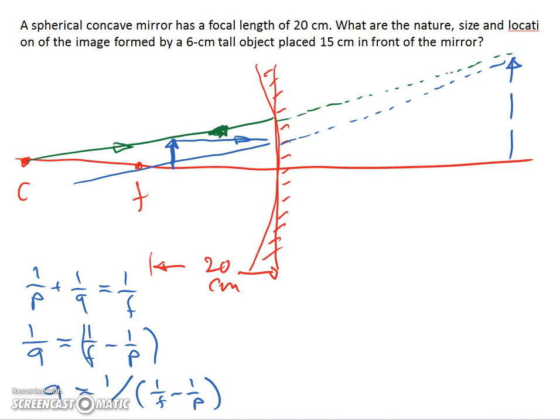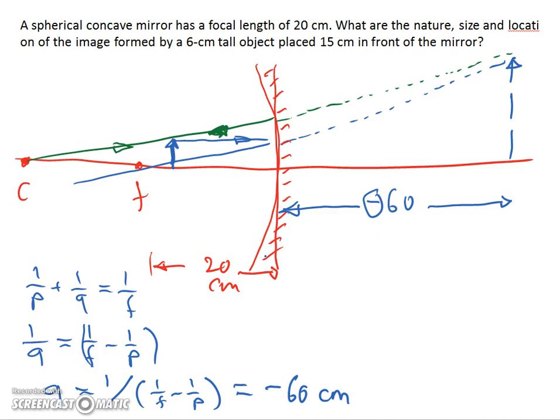So we can plug the numbers directly into a calculator, and because p is smaller than f, 1 over p is greater than 1 over f, so we are going to get a negative number, and when we work that out we will find that the number we get is equal to minus 60 centimeters. So the image is formed 60 centimeters behind the mirror, and it is the minus that tells us it is a virtual image.